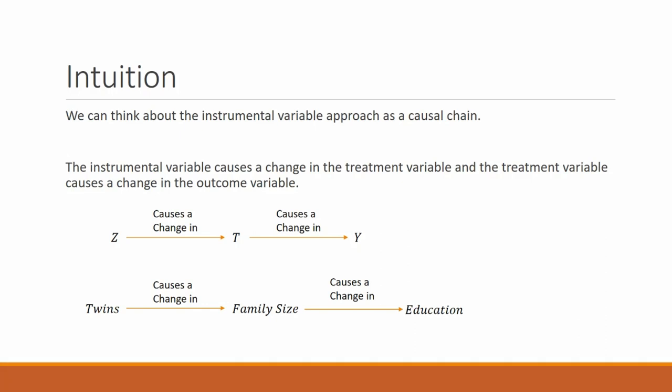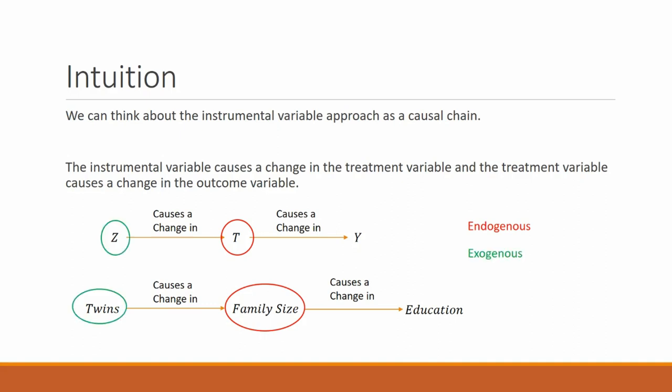So there's this causal chain. The instrument causes an impact on the treatment variable, and the treatment variable causes an impact on the outcome variable that we're interested in. Okay, but now the problem is that the treatment variable, or using our example family size, is endogenous. And so we can't just analyze the impact of T on Y. We can't just analyze the impact of family size on education because they're endogenous. There's going to be omitted variable bias.